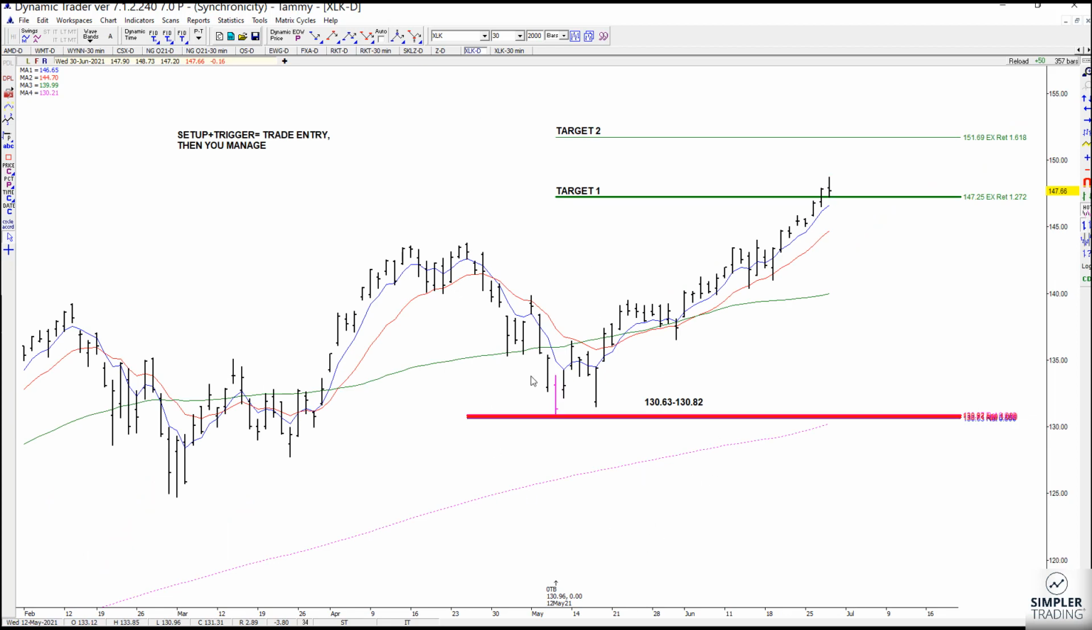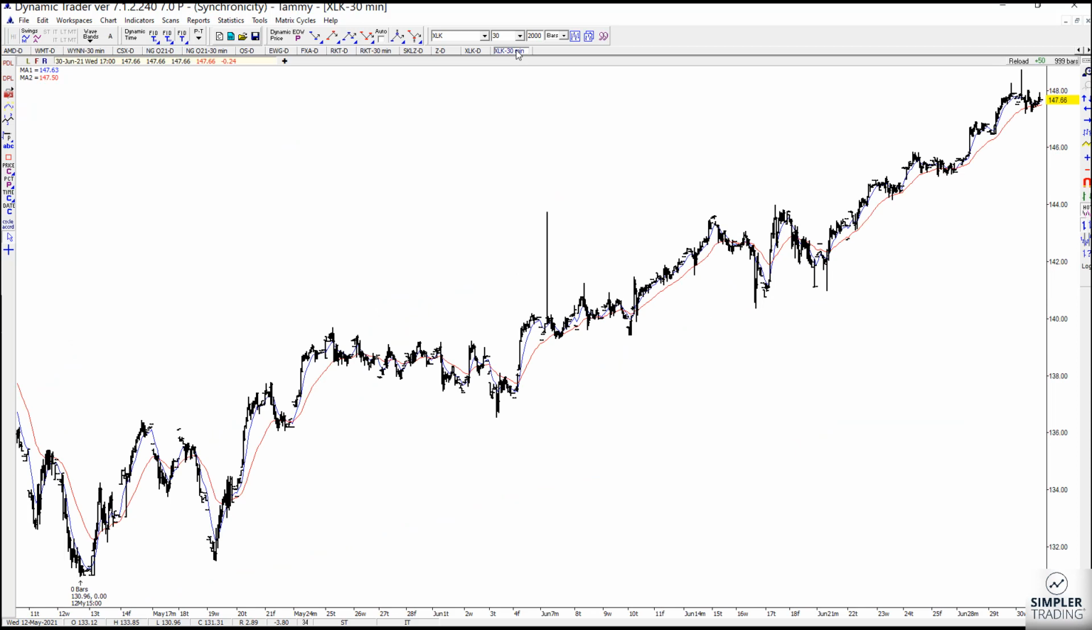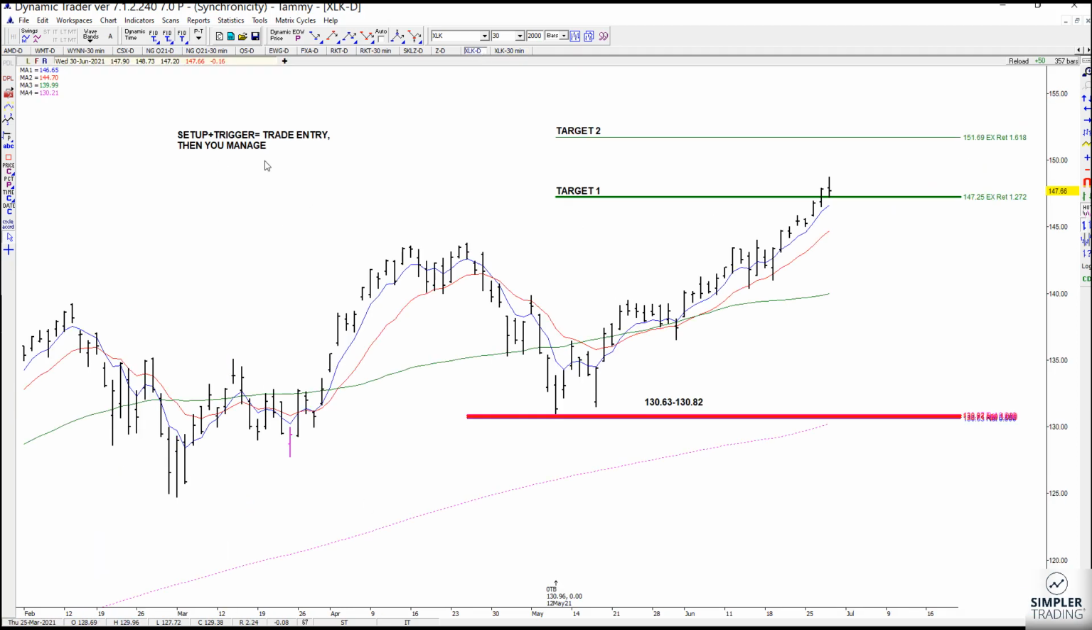So your setup is going to be on the daily, but your trigger is going to be on an intraday time frame. So setup plus trigger, 8 crosses back over the 34. You enter the trade, and then you manage the trade.